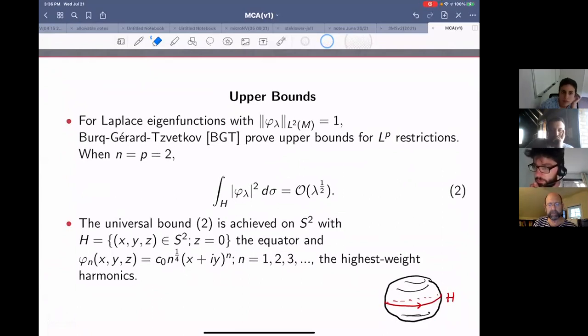Again, it's not a complete list of anything. I just want to discuss some of the main results. So in the case where you have Laplace eigenfunctions, Burq, Gérard and Tzvetkov prove LP upper bounds for arbitrary p. In the simplest case where dimension is 2 and p is equal to 2, what you get is that the L2 restriction is lambda to the 1/4. Well, this is sharp, right?